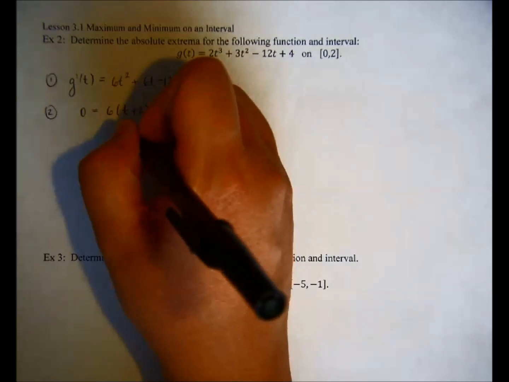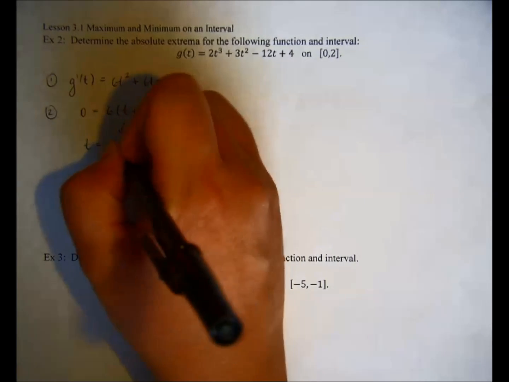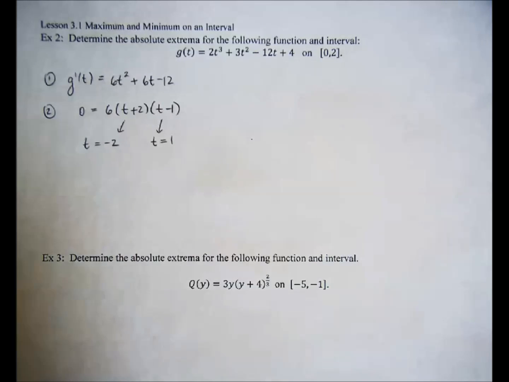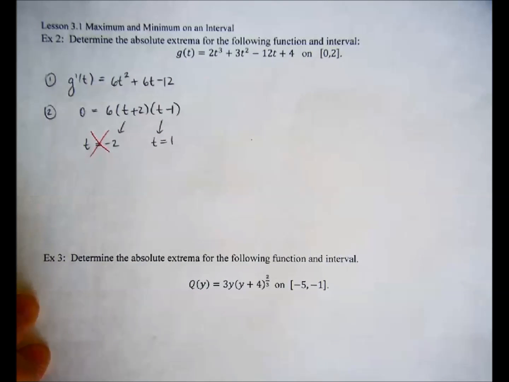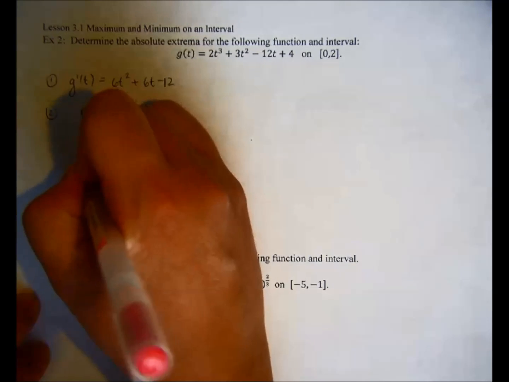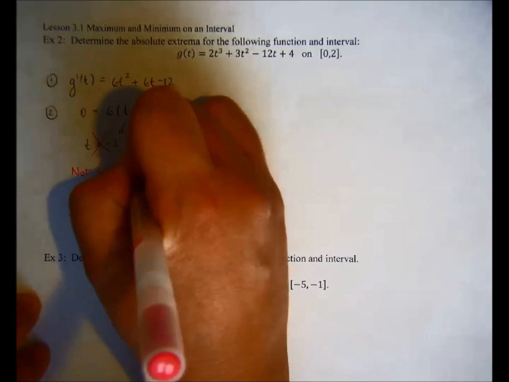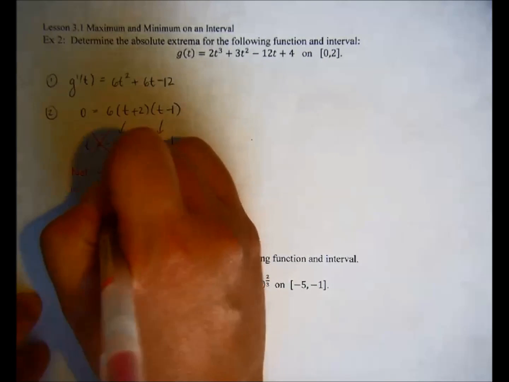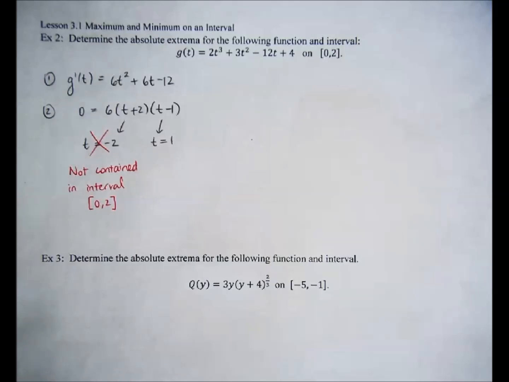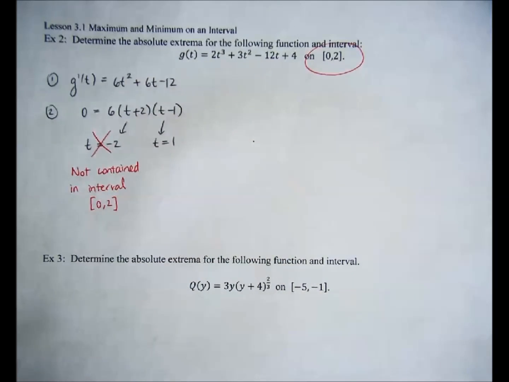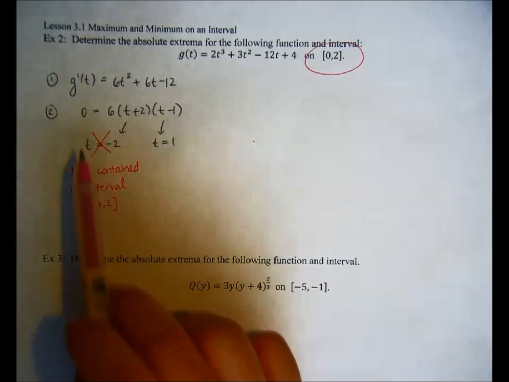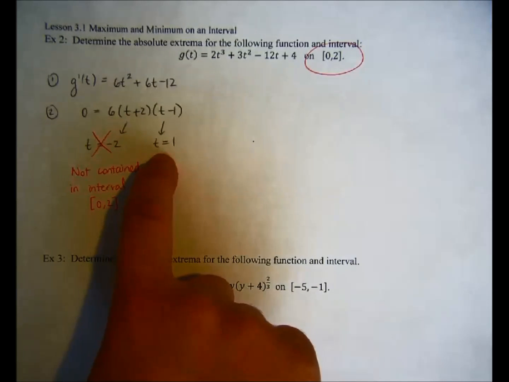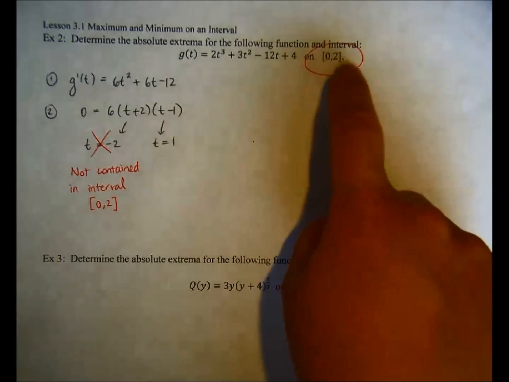Okay? And then our critical points that we figure out would be t equals -2 and t equals 1. However, we cannot include t equals -2 because it is not contained in the interval given to us. The t values have to be between 0 and 2, right? So because of that, we completely ignore this critical point of t equals -2. So we can only consider t equals 1 and t equals 0 and t equals 2.